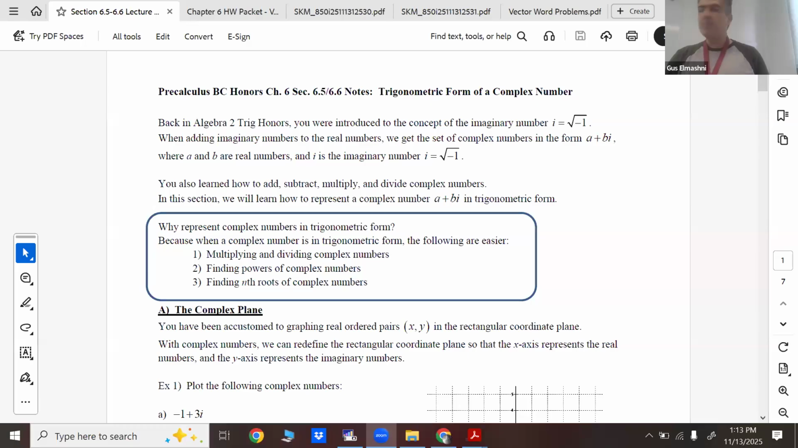We're going to take complex numbers to a new level. We're going to start incorporating trig with it. You'll see how that will look.